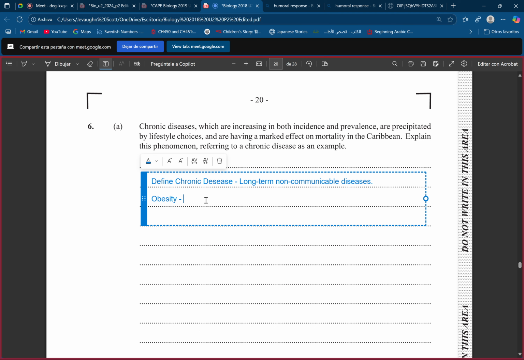So it's precipitated by lifestyle choices in the Caribbean, right? And is having a marked effect on mortality. Obesity. So what can we state about Caribbean people or contemporary Caribbean society that leads to the increase in prevalence and incidence of these chronic diseases, for example, obesity? What are we seeing? Right, so we're looking at transnational organizations and fast food branches, and how they can supply all of this unhealthy food into Caribbean society, and Caribbean citizens are consuming more of these foods, right?